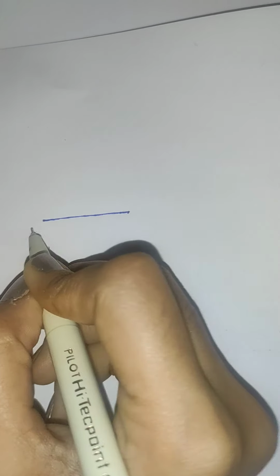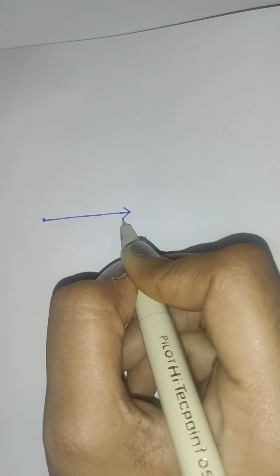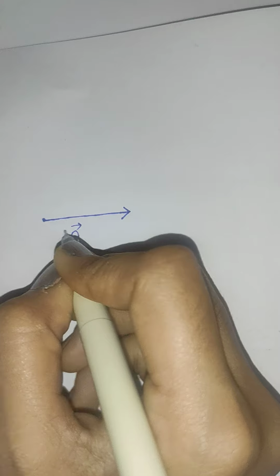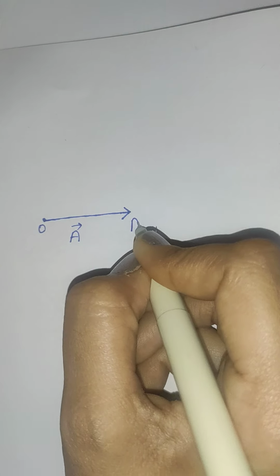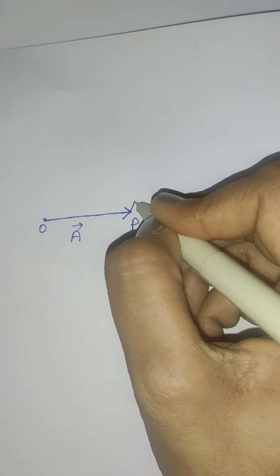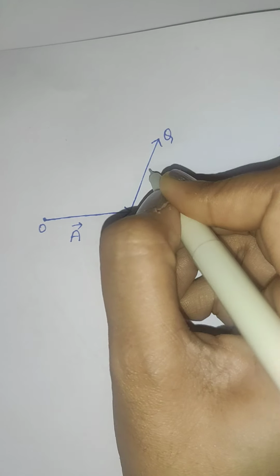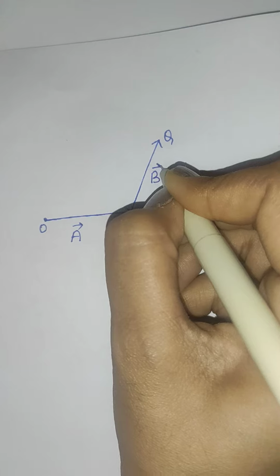In this video, we are going to deal with triangular law of vector addition. Now suppose I have two vectors A and B which are represented by the two sides of the triangle. Let this represent my vector A, and I'll name it as OP. Let the second side of the triangle be PQ and it represent my vector B.